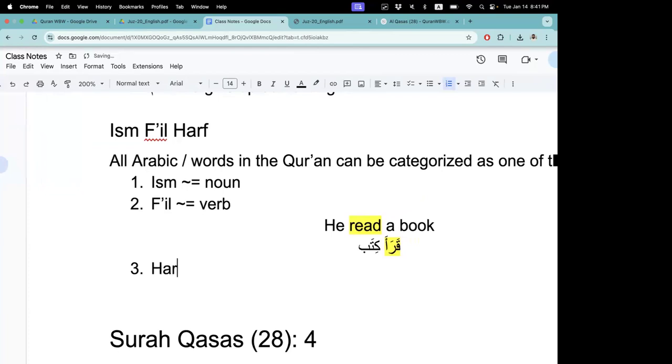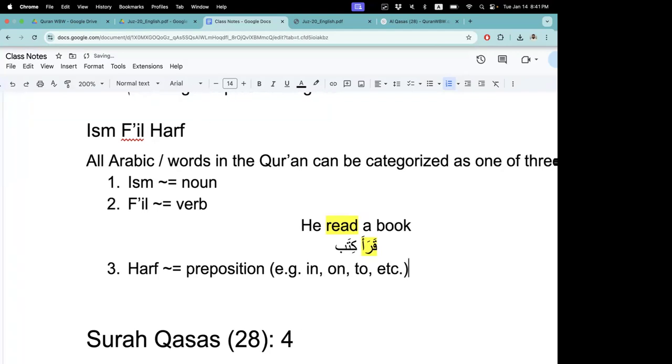And the last one is harf. Harf, we will say, is the closest thing to a preposition. For example, in, on, to, etc. Okay, that is harf.